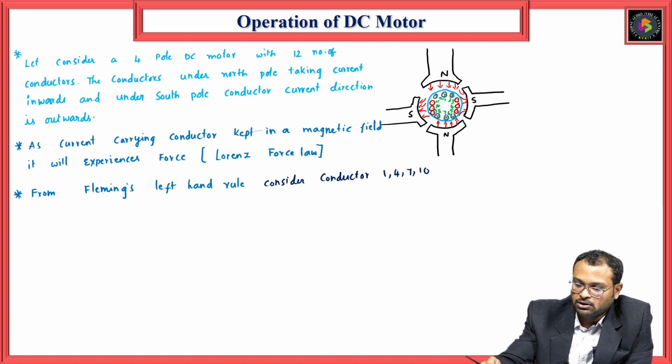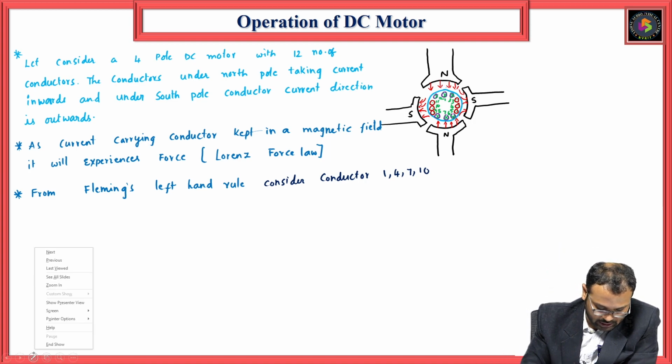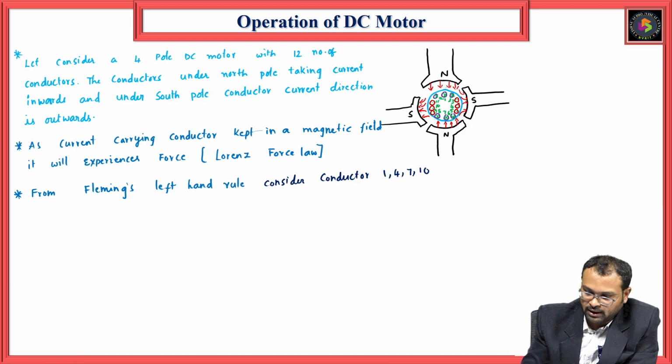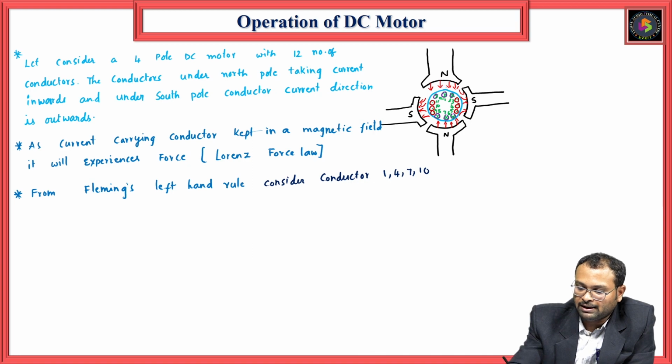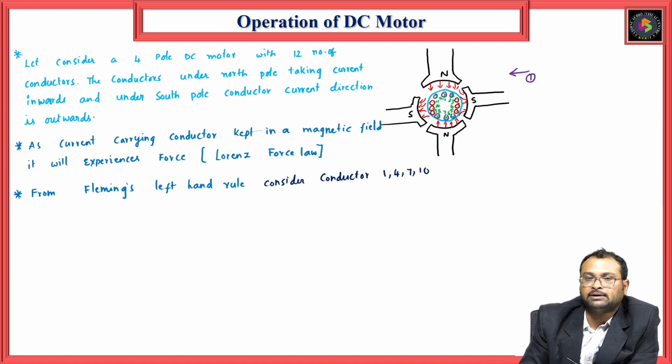So the first direction: the direction of conductor 1 is from left to right. This is the direction of conductor 1.